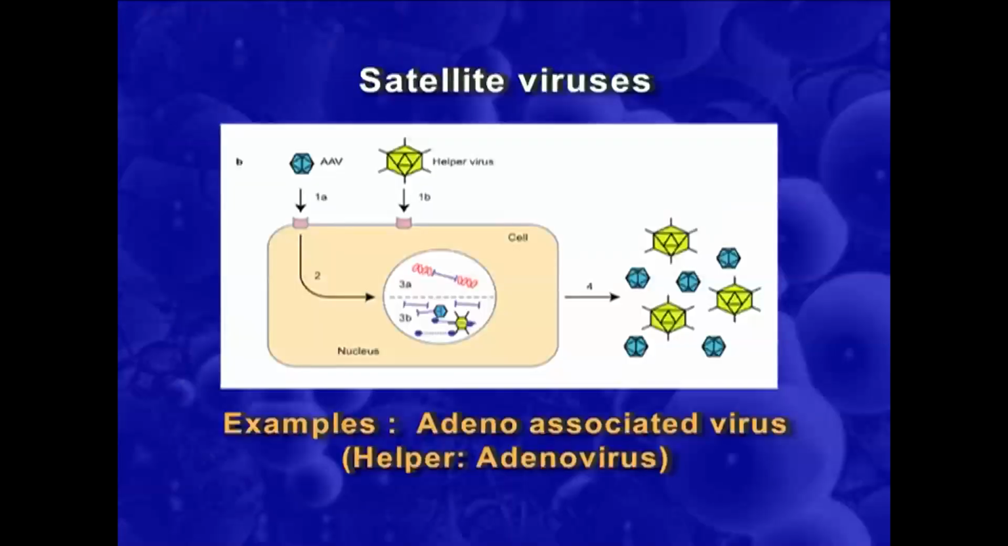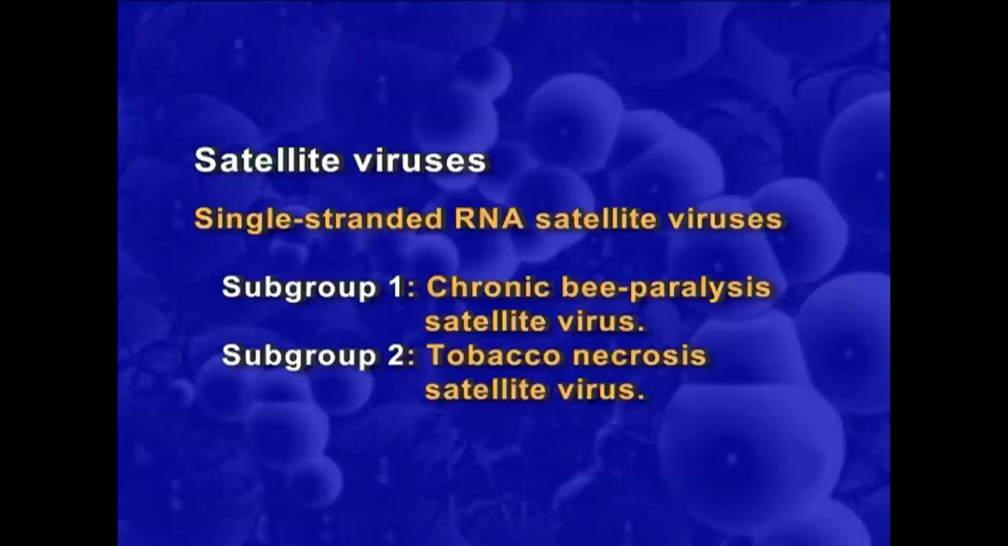So, this is how adeno-associated virus carries on its infection. It is a type of satellite virus that depends on a helper virus called adenovirus for its establishment and coming out of the host. Satellite viruses can be classified as subgroup 1 and subgroup 2, wherein subgroup 1 comprises chronic bee paralysis satellite virus and subgroup 2 comprises tobacco necrosis satellite virus.